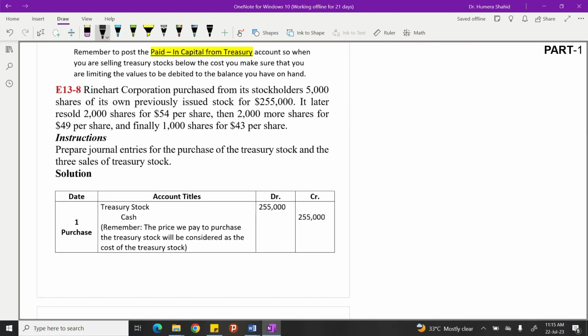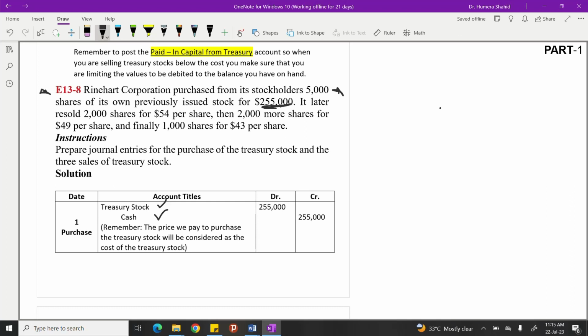Let's move on towards the next exercise, which is exercise number 13-8. Reinhardt Corporation purchased from its stockholder 5,000 shares of its own previously issued for 255,000. So they have repurchased. Repurchased or purchased is always treasury stock. So they have purchased back 5,000 treasury shares, and the price they paid is 255,000. So treasury stock gets debit and cash gets credit. Remember, they did not tell us the purchase price per share. They just tell us the full value.